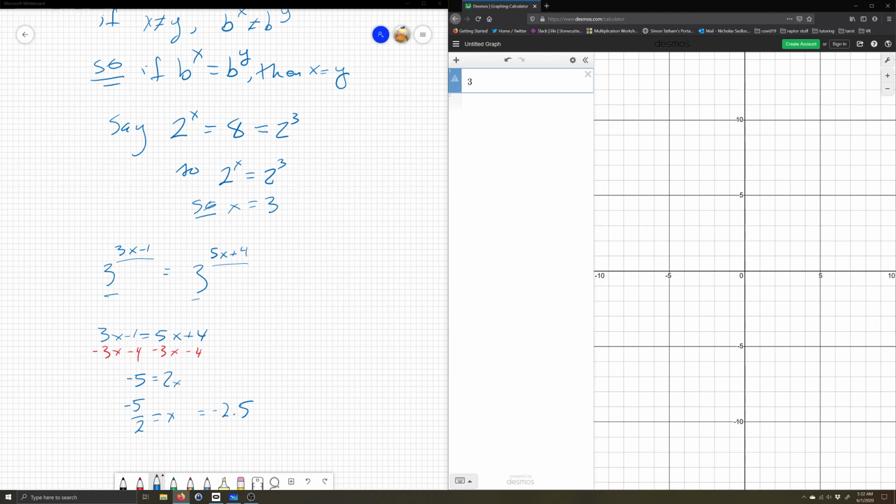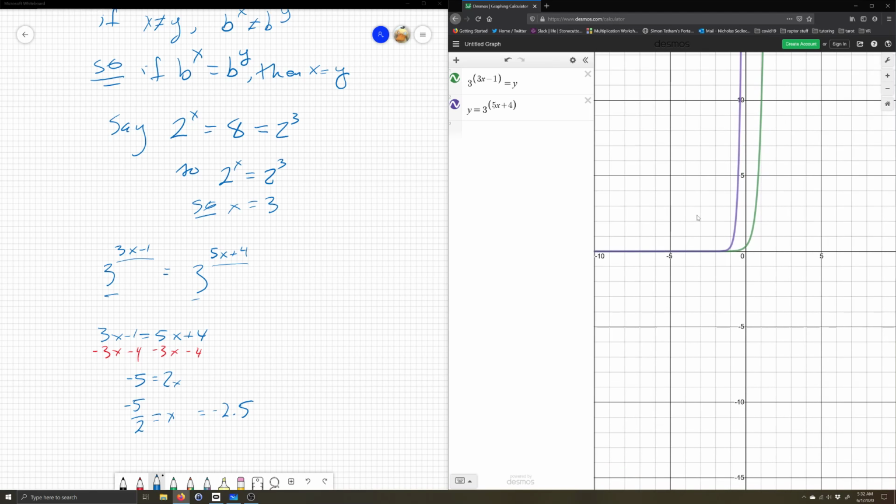3 to the 3x minus 1 equals y, and y equals 3 to the 5x plus 4. So hopefully the point they intersect is colored in.